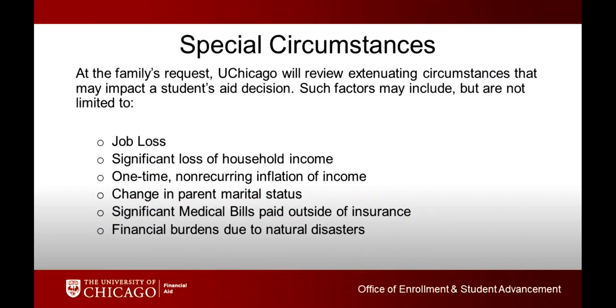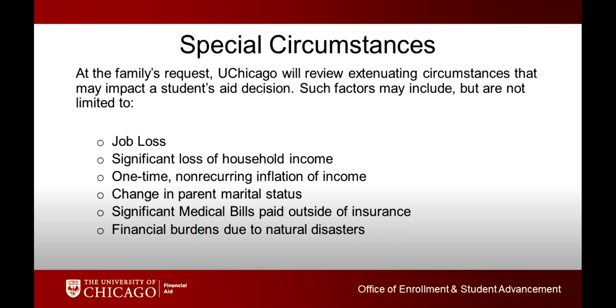And then we do take special circumstances into consideration. Special circumstances essentially is anything that's outside of the control of a family that could potentially impact the ability to contribute towards their education. Most popular ones, of course, are job loss, significant loss to household income, a one-time non-reoccurring inflation of income, and that can include bonuses, exceptionally large amounts of overtime worked, lottery winnings.